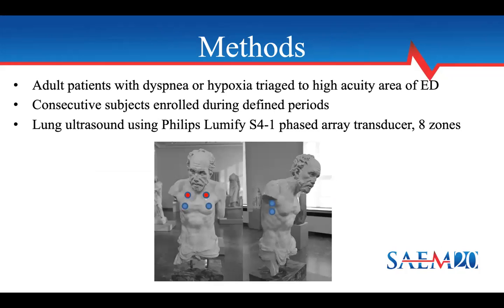We prospectively enrolled consecutive adult patients presenting with dyspnea or hypoxia, triaged to high acuity areas of an urban academic emergency department. Ultrasound of 8 lung zones, right and left anterior lateral and superior inferior zones, was performed with a Philips Lumify phased array transducer. Subjects found to have beelines on initial lung ultrasound in the anterior superior zones, identified in red on the photo in the slide, were included in the analysis.